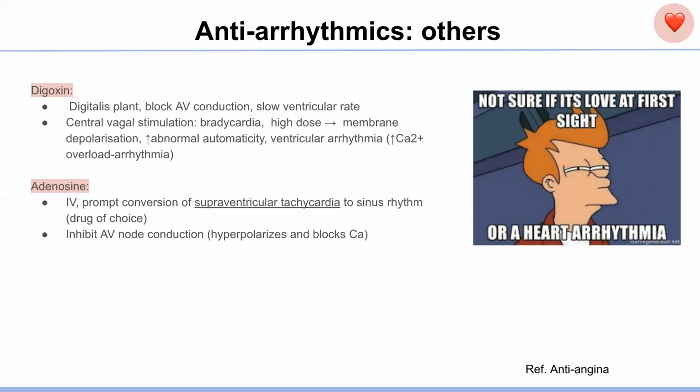So digoxin, I've mentioned under angina, but it can also block AV conduction and hence lower ventricular rate. However, if you use too much, it can cause arrhythmia. So you really have to be careful with this one. Adenosine also inhibits AV node conduction. It does this by hyperpolarizing and blocking calcium. It's a drug of choice for supraventricular tachycardia, so that's a bit of a buzzword.